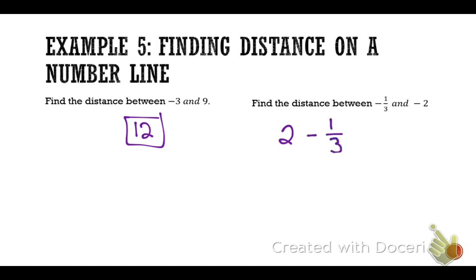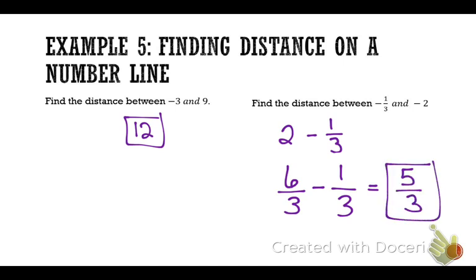Well, I need to change my 2 to make the same denominator. So I'm going to say 6 over 3. That's the same thing as 2. I multiply top and bottom by 3. Minus 1 over 3. I'm thinking 2 steps ahead. What's 6 minus 1? 5/3. And that is the distance between them. I can leave it a fraction and I'm good to go. How do we do on that?